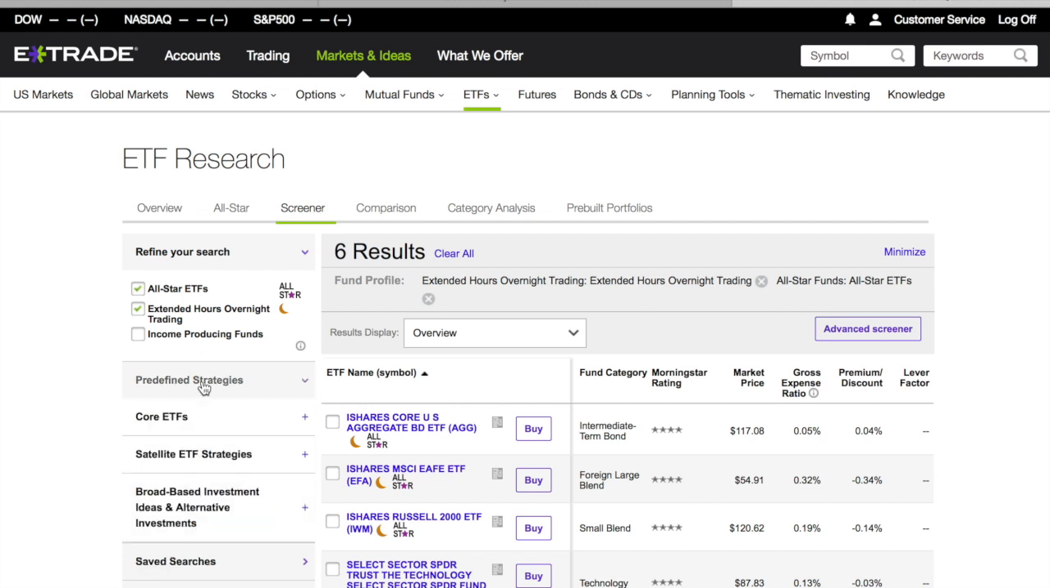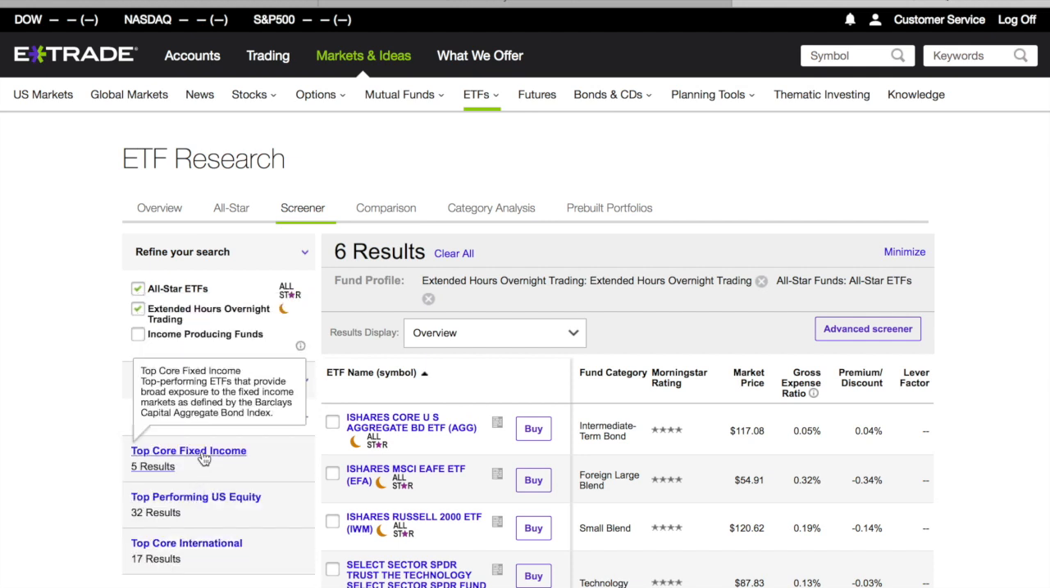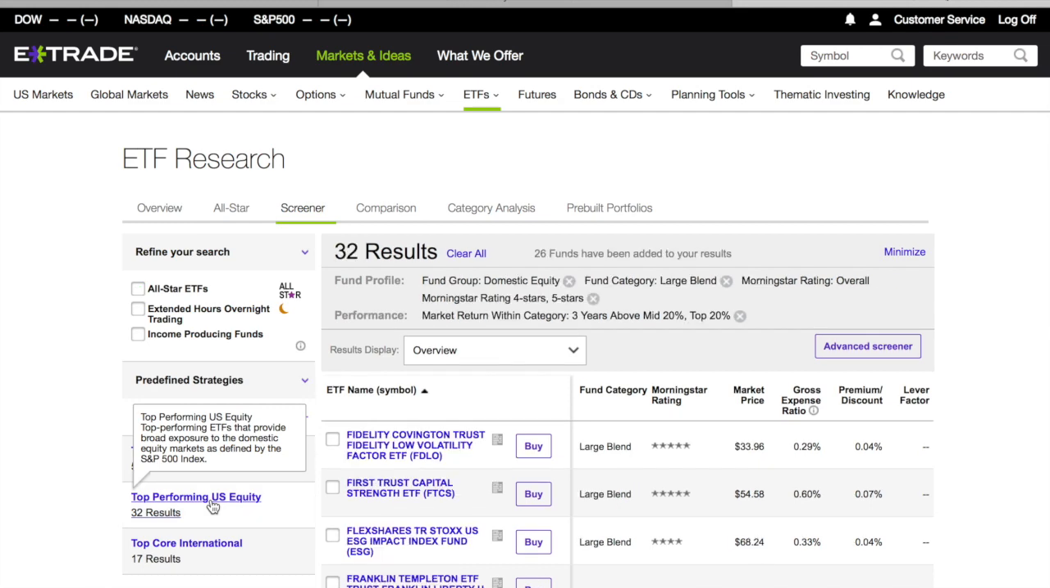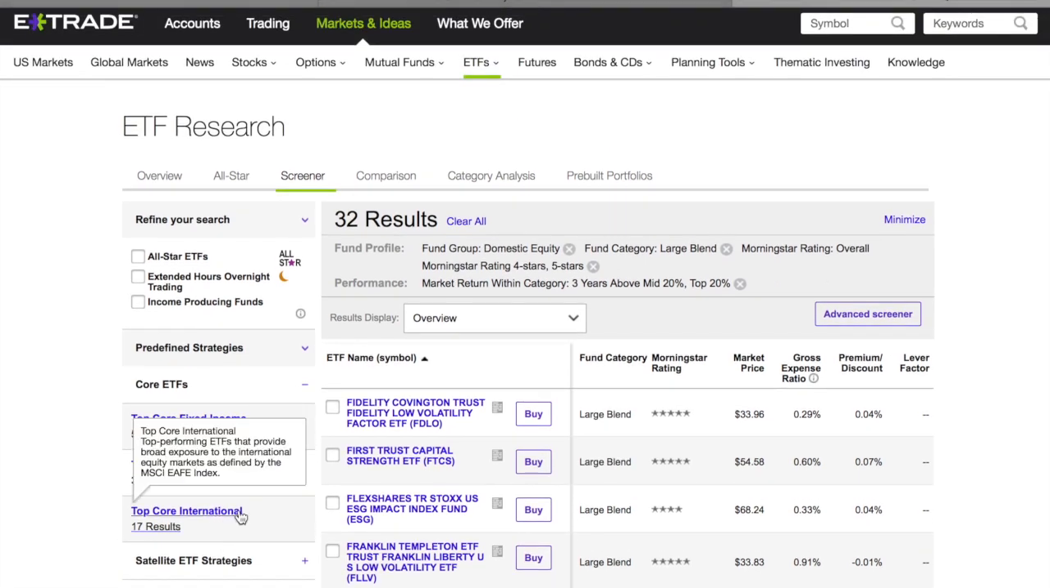So let's say, for a prime example, we're going to look up core. Let's say we want to look at the top performing U.S. equities. Boom. Right here, I didn't click anything else, but I just clicked on this, and the top one they have up here, I can look at it. It tells me this is a large blend, large cap market capitalization. Telling me how much it costs right here. It's telling me the gross expense ratio and the premium discount, right? So I want to look at this one. I click on it.